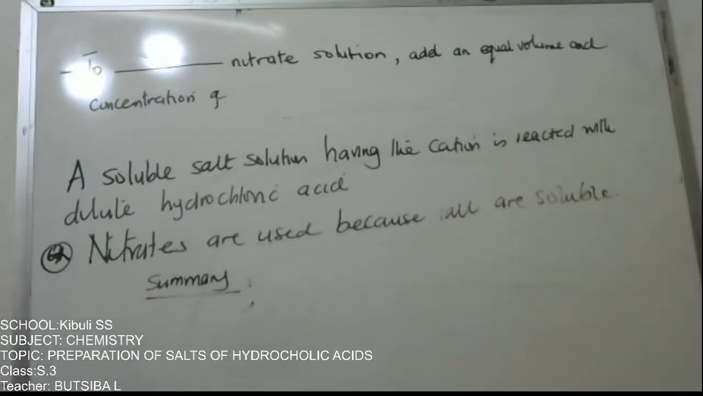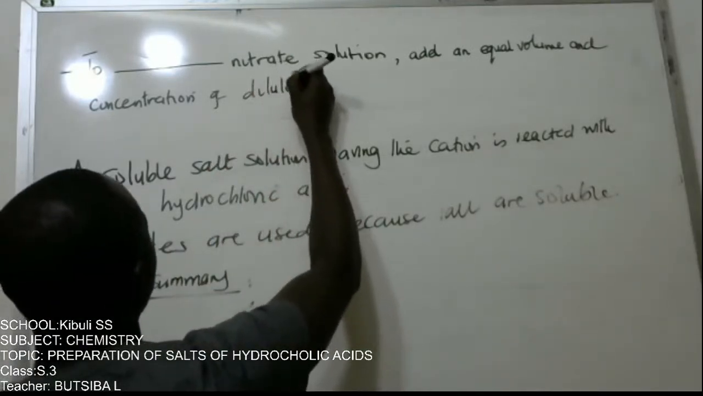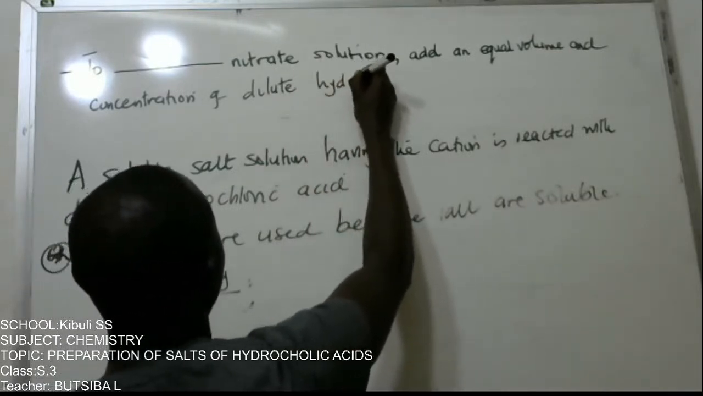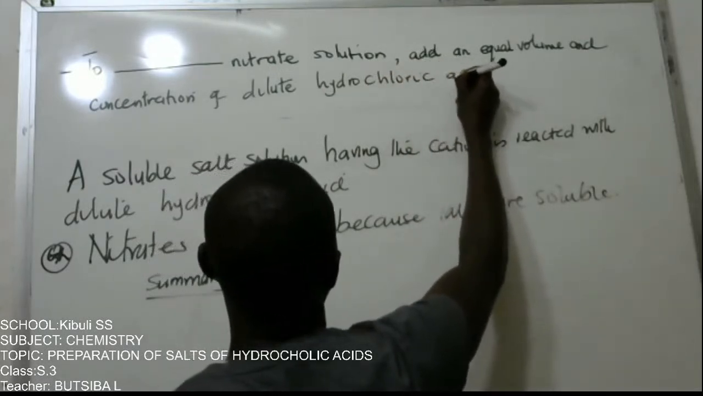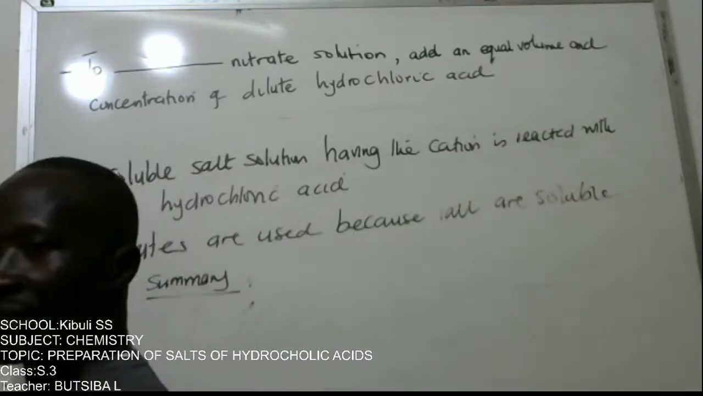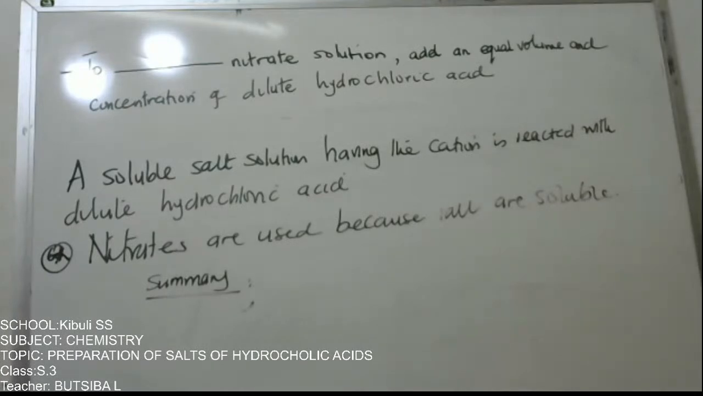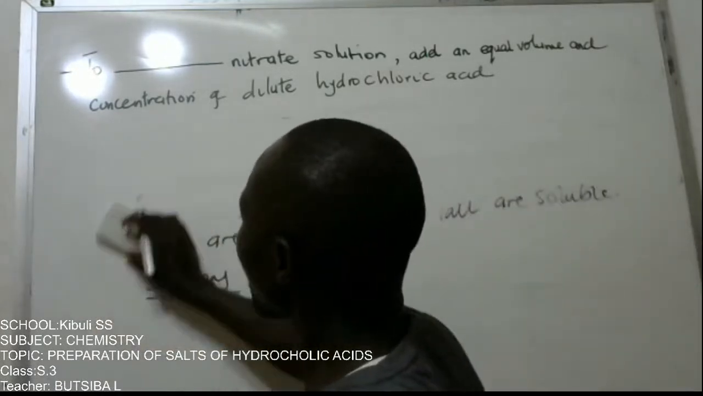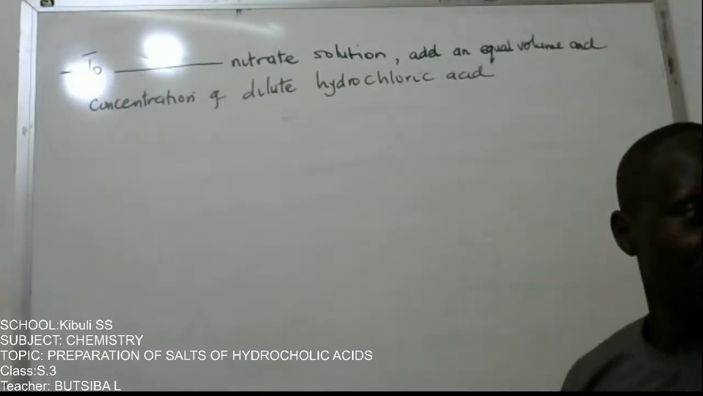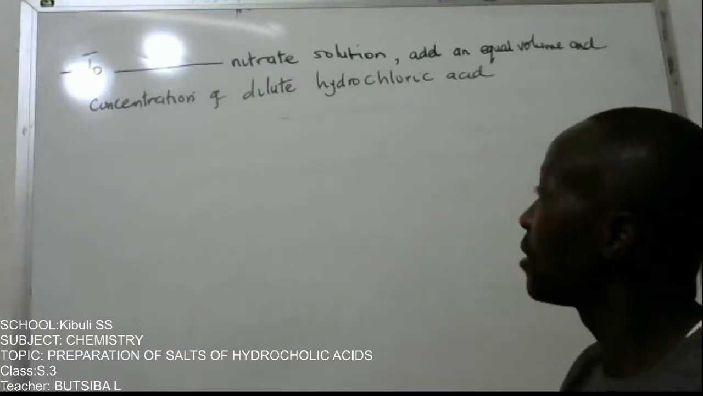of what? Of dilute. Which acid? Dilute. We are preparing chloride, so dilute hydrochloric acid. You are noting something small, that equal volume and equal concentration. Solution plus solution. When you do that, what happens next? What will follow next? When you add, you start to mix and for complete reaction to take what? Place.